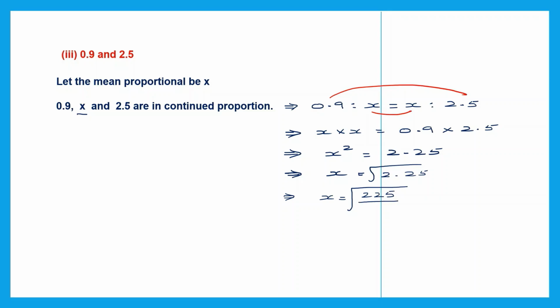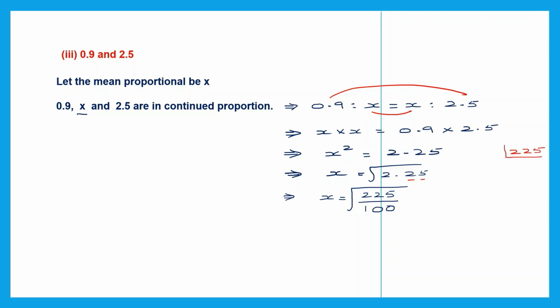Now here, 2.25, there are two decimal places, isn't it? 2 and 5 after the point. That means our denominator will be 1 followed by 2 zeros, because we have two places here. So we have to find the square root of 225 by 100. First, let's find the square root of 225. That means we're going to find the prime factors of 225.